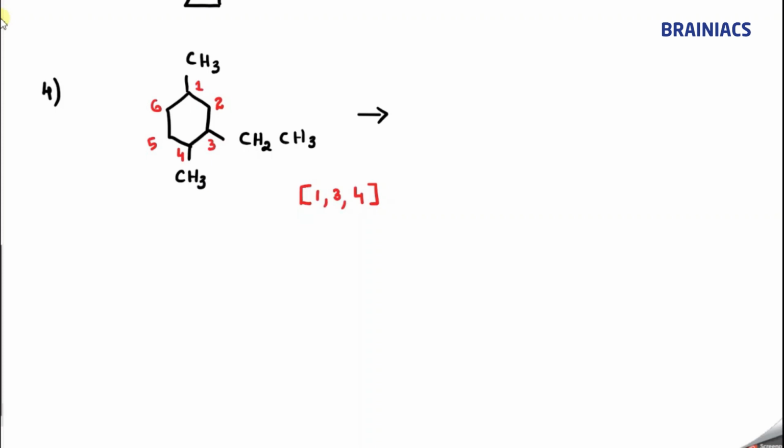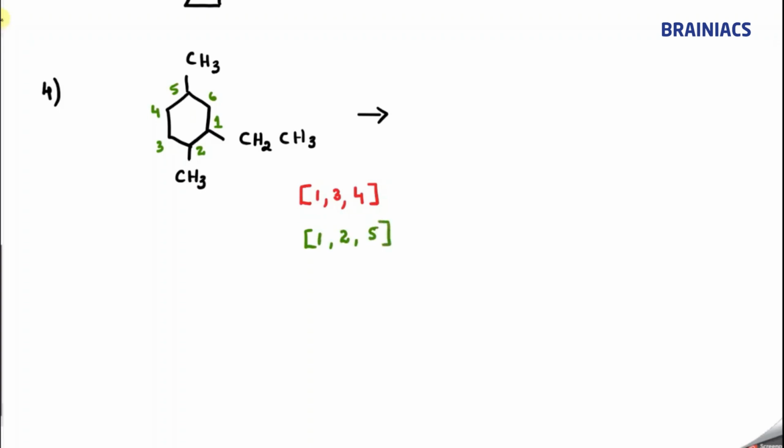Now let me try it in another way, because we should choose the minimum possible locant, correct? Now let me do the numbering in another way. Suppose I am starting from here, 1, then 2, 3, 4, 5, 6. Now tell me the locants. So CH2 CH3 has 1, another has 2, then 5 is present, correct? So this is the locant set.